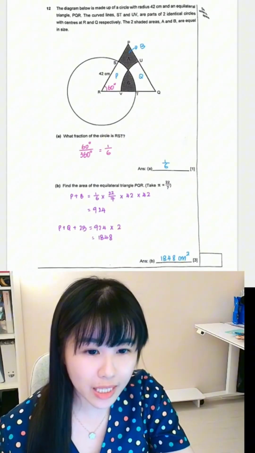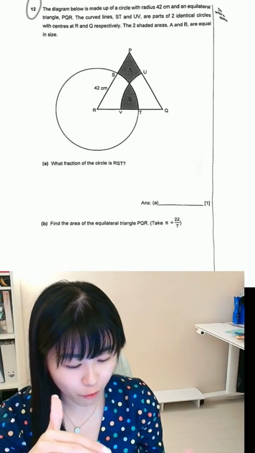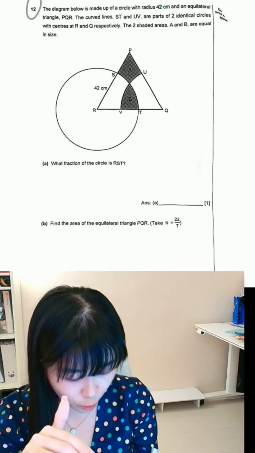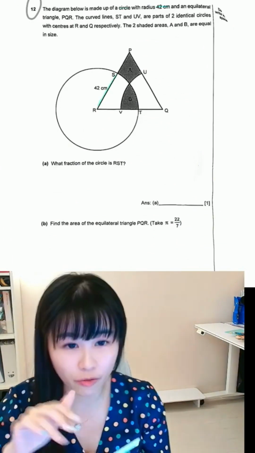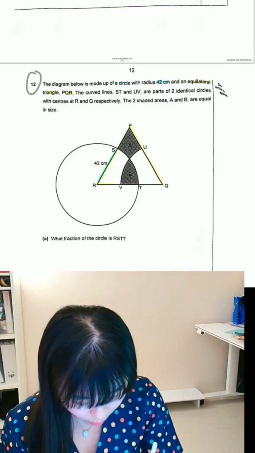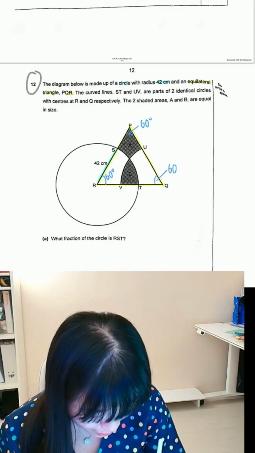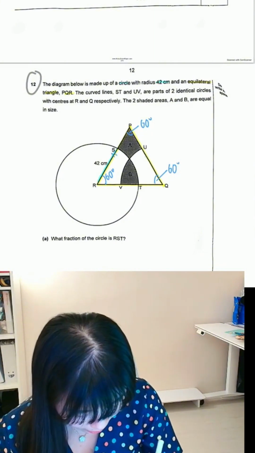Question 12. The answer is 1 over 6 and 1848. The diagram below is made up of a circle with radius 42 cm. So this is the radius. Okay, we know the 42 cm. PQR is an equilateral triangle. So if it's an equilateral triangle, you know that all angles are 60 degrees. And I also know all the sides are equal. So this side and this side and this side are equal.